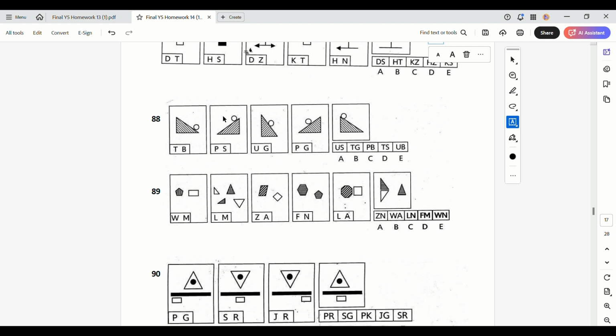Question 88. G and G. So what's similar about these two? It looks like the positioning of the circle is in the middle of this line, whereas S means at the top and B means at the bottom. Okay, so top, this means this is going to end with S. Now, first letter P and P, what does that mean? That's the shape of the triangle, obviously. Look at, they're exactly the same. So this one matches T, so it's going to be TS, which is option D.